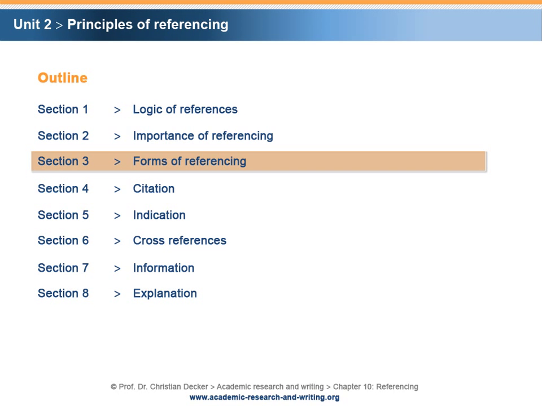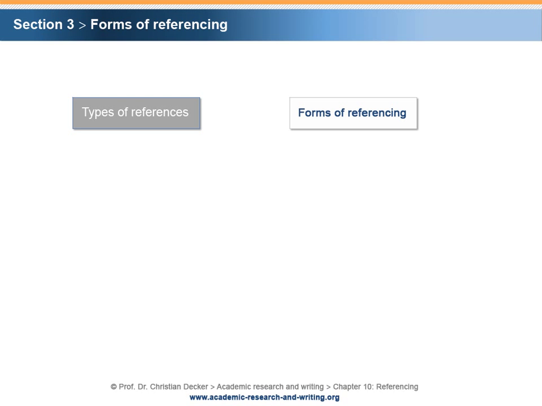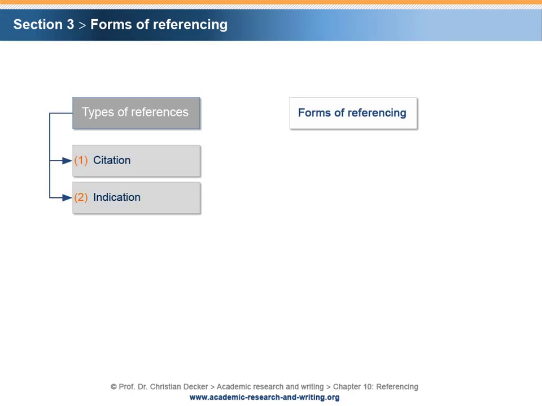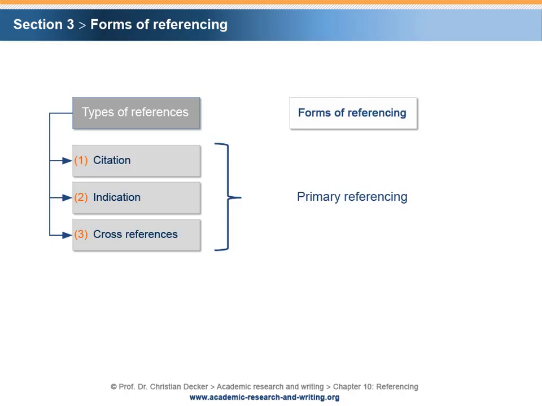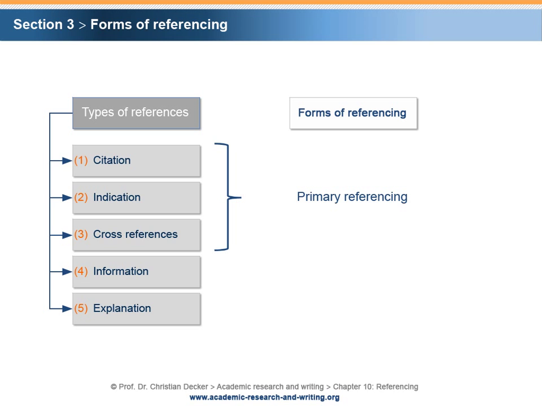Section 3. Forms of referencing. There are different types of references that can be classified into 2 different forms of referencing. The referencing types citation, indication, and cross-references could be viewed as forms of primary referencing. The referencing types information and explanation could be categorized as secondary referencing.